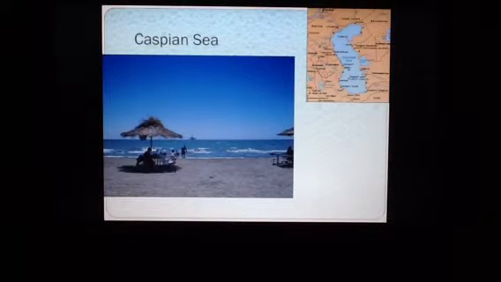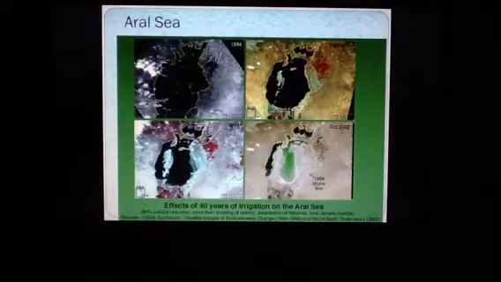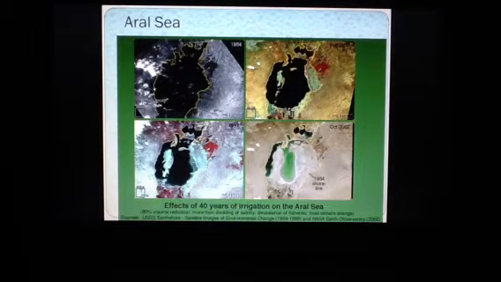The Caspian Sea is the large sea. It's actually the world's largest lake. It's called a sea. I don't really know why, because it's really just a really huge lake. It is salt water. That may be why it's called a sea. But it's also very oil rich. You can see the oil platform in the picture there. And then the Aral Sea, which is on your map.